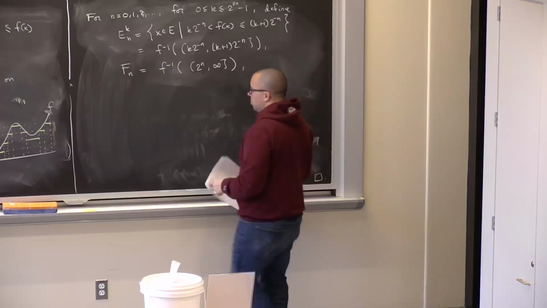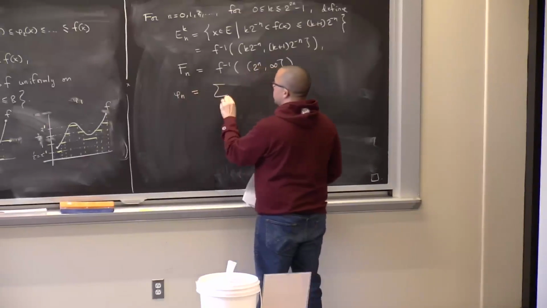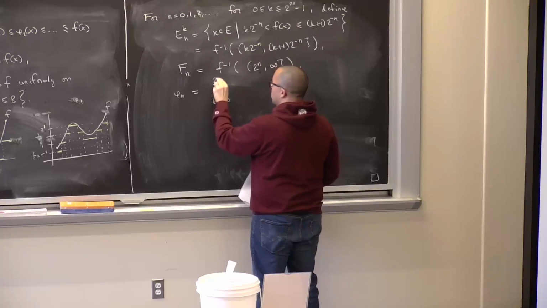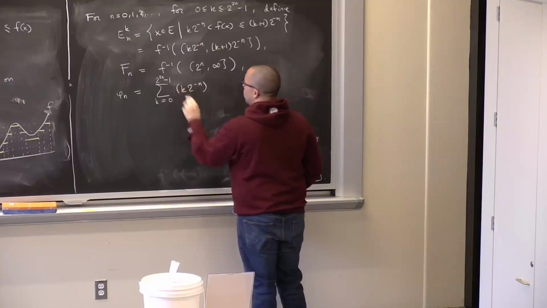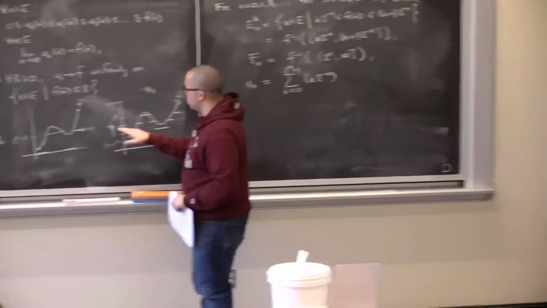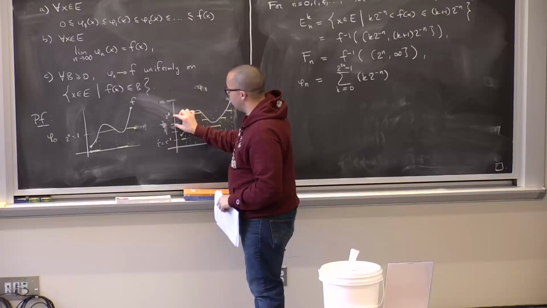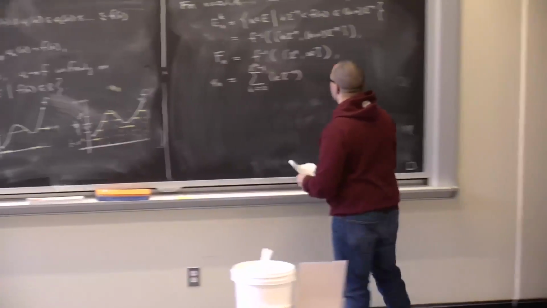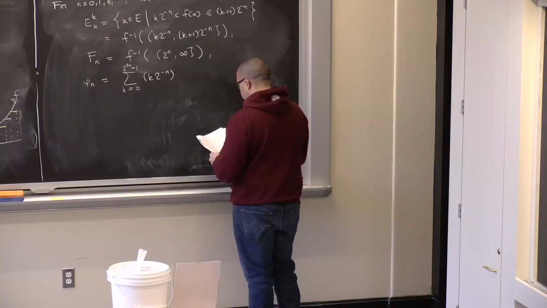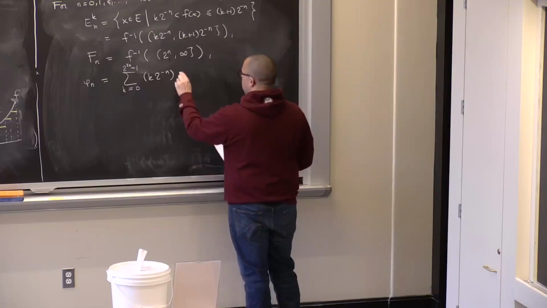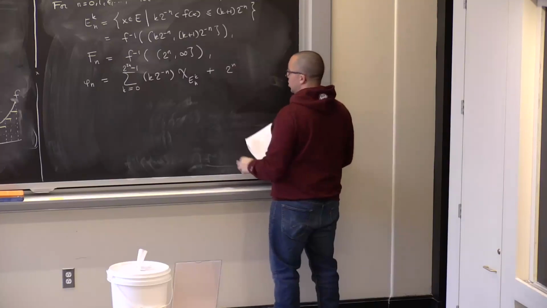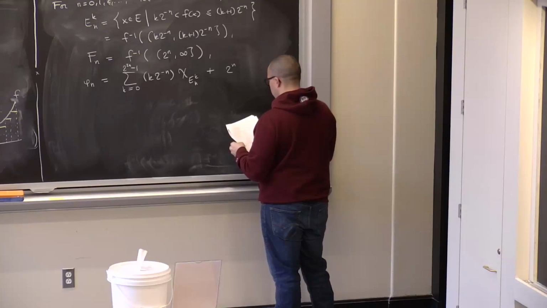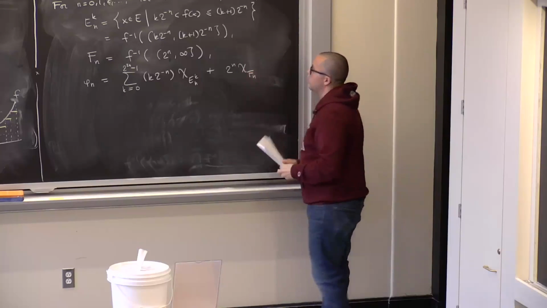And finally, I will take my simple function, phi n, to be the sum from k equals 0 to 2 to the 2n minus 1 of k times 2 to the minus n, which, again, would correspond to the lower part of my E k n that I'm looking at. So for this example, if this E k n is the interval from 3/2 to 2, and 3/2 is the lower part, times chi of E k n, plus 2 to the n times chi where f exceeds 2 to the n. Okay?